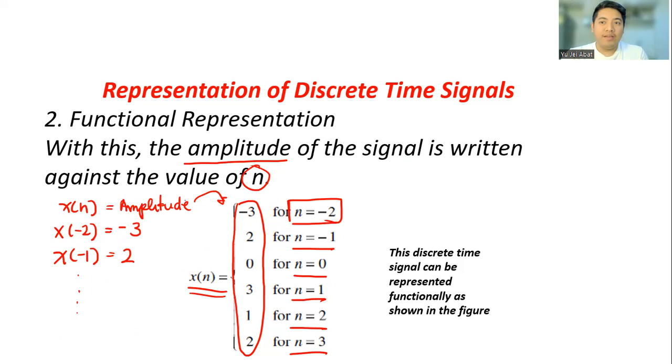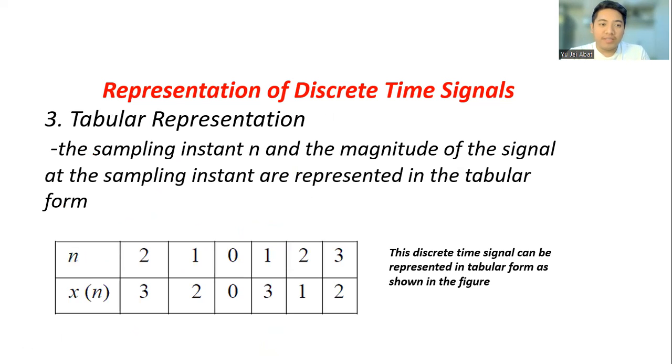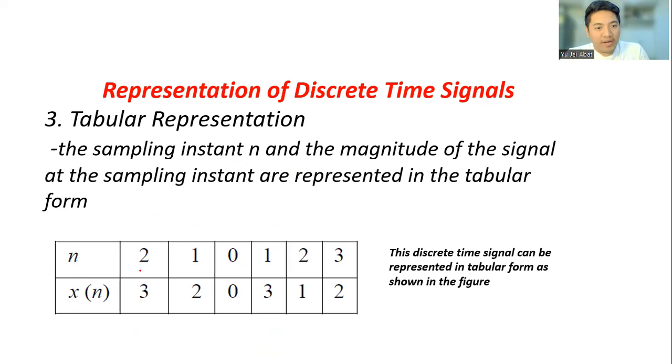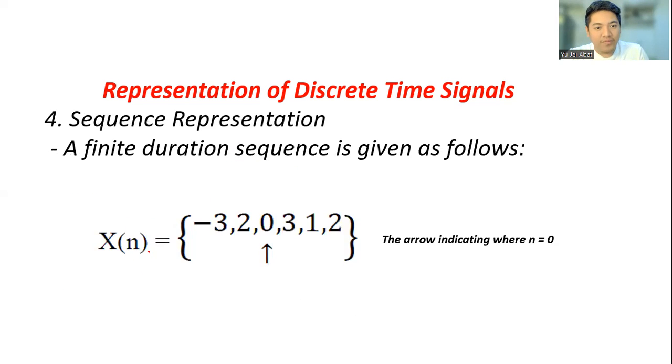You may also get a piecewise function if we are using functional representation. Tabular representation is another straightforward representation of the signals that we have. Correction, this is only -2.